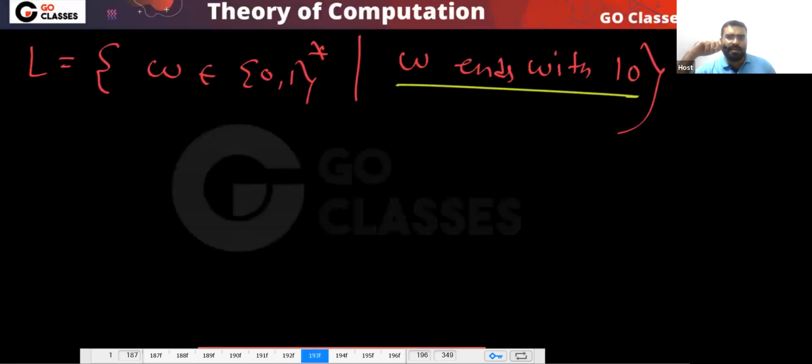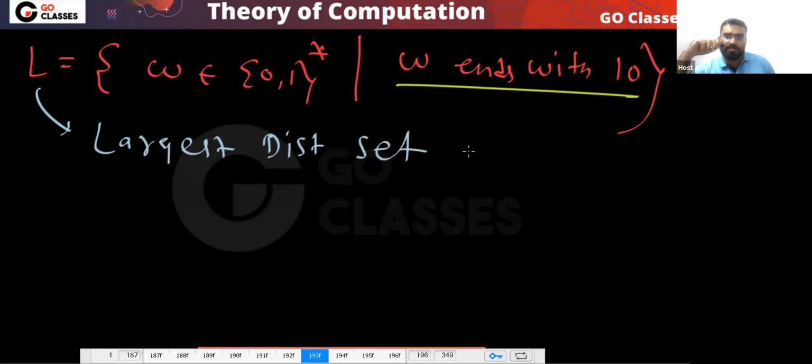So I can say that for this language, the largest distinguishable set that you can create is of size 3. Yes or no? Is of size 3.